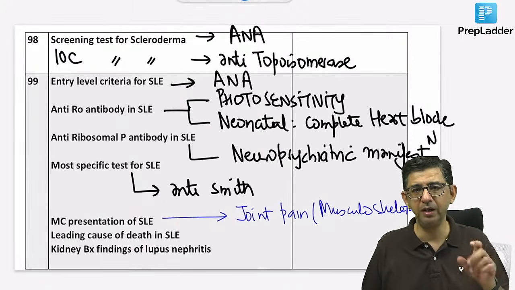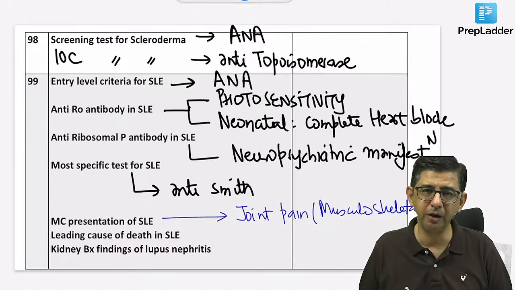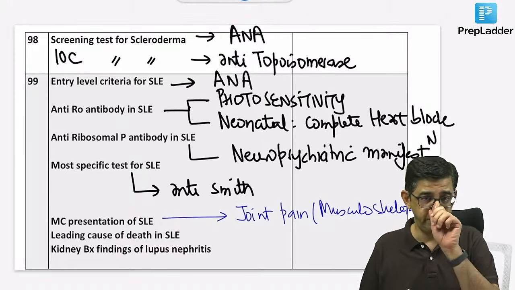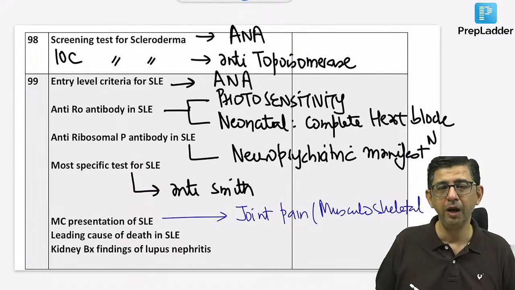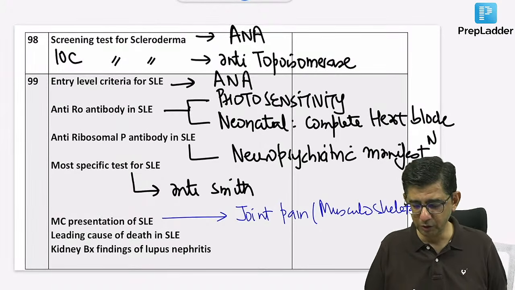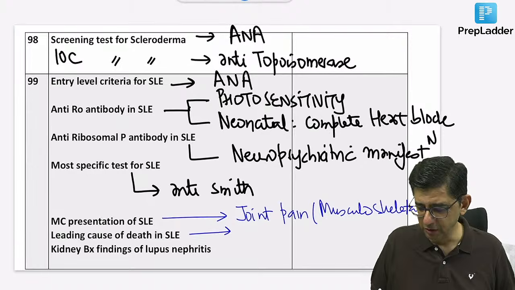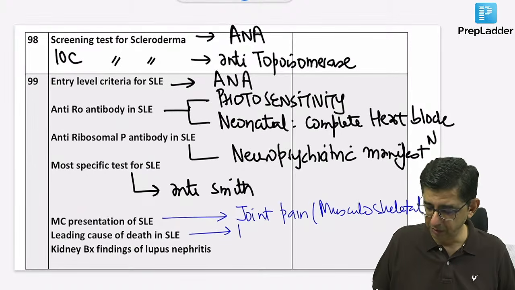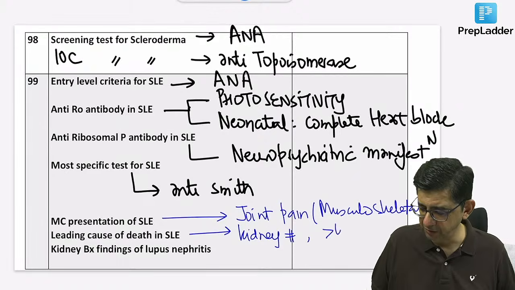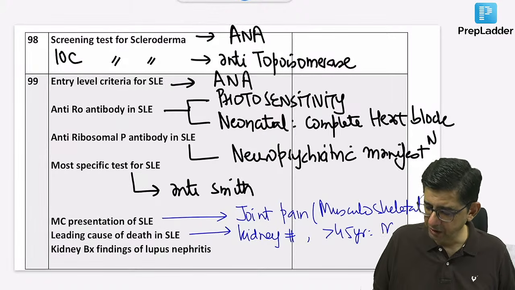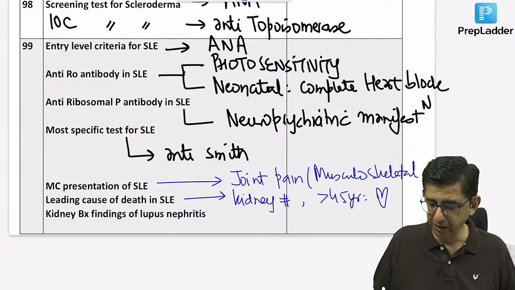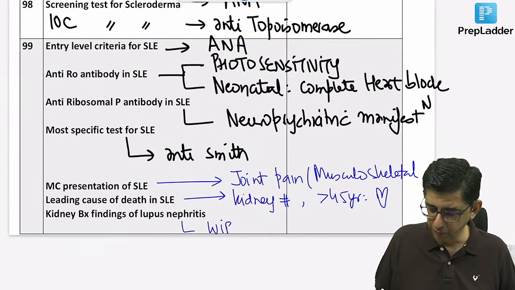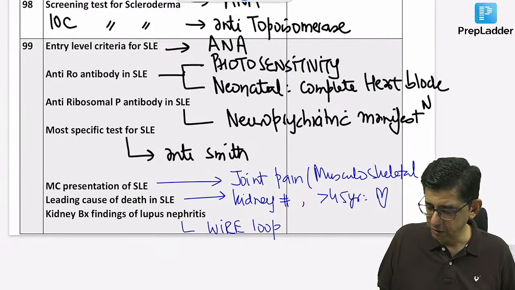That's like having the highest. When you look at the scoring pattern, it's given 10 points. Lupus nephritis has the highest rating from the clinical diagnosis perspective, but the commonest presentation happens to be joint involvement. As far as the leading cause of death is concerned, it is slightly controversial, but Harrison says kidney damage, lupus nephritis, and then after 45 years of age, it is cardiovascular mortality, and heart involvement could be responsible for this. And the kidney biopsy finding of lupus nephritis would be wire loop lesions. There are grades also that you read.